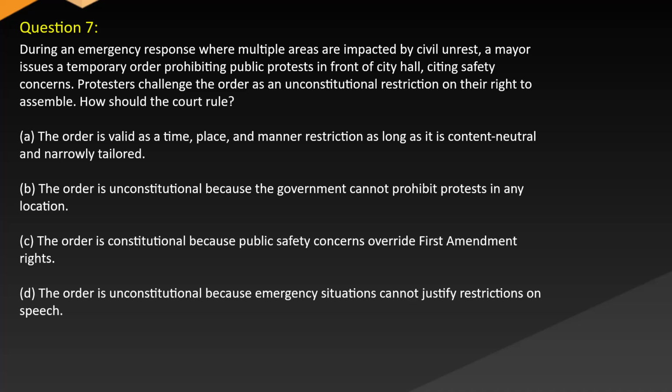A. The order is valid as a time, place, and manner restriction as long as it is content neutral and narrowly tailored. B. The order is unconstitutional because the government cannot prohibit protests in any location. C. The order is constitutional because public safety concerns override First Amendment rights. D. The order is unconstitutional because emergency situations cannot justify restrictions on speech.